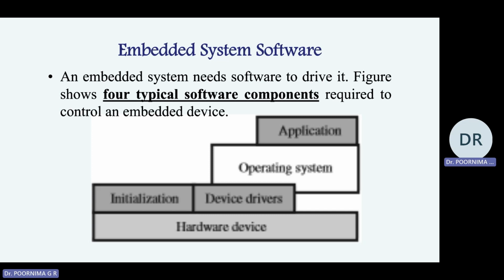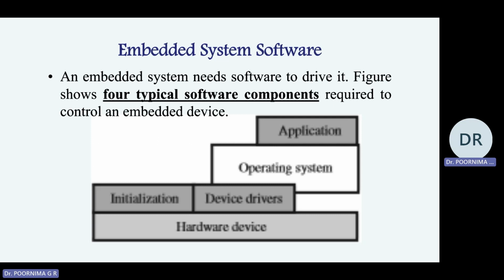Moving on to the embedded system software. Why should this software be studied at this stage? What is the need? In an embedded system, whenever the hardware has to be driven, there should be associated software. So this embedded software deals with the various components that must be available in order to run the embedded system.